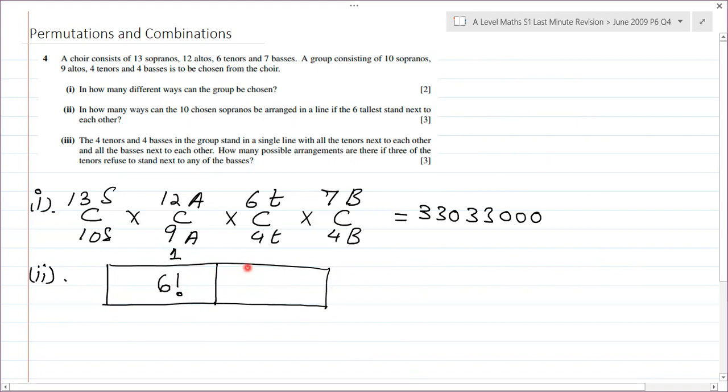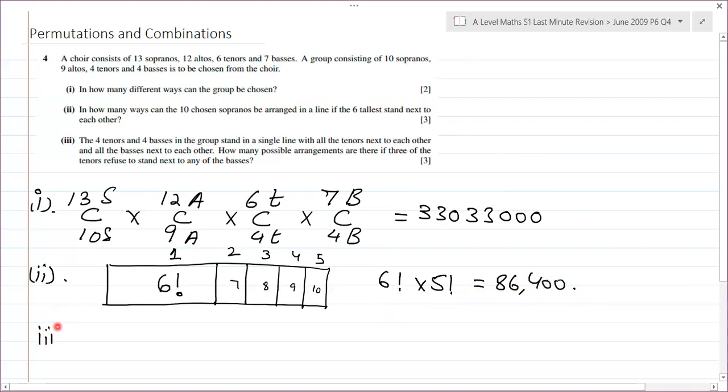And remember, there are 4 remaining. If there's 6, there have to be 4 remaining: 7, 8, 9, and 10. So the block plus these 4 form 5 blocks. So that's going to be 6 factorial multiplied by 5 factorial. And that's going to give you 86,400. So that's the answer to part 2.